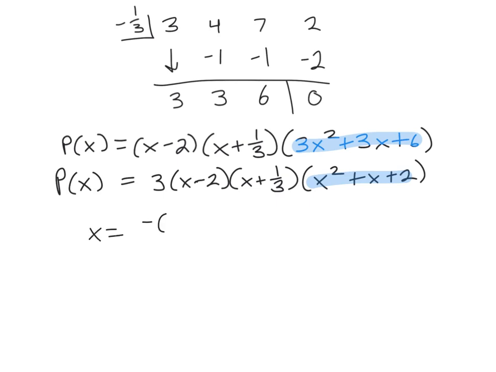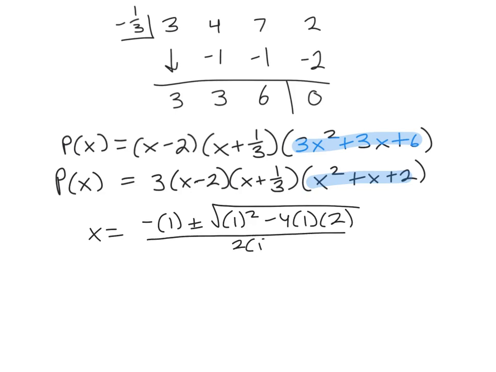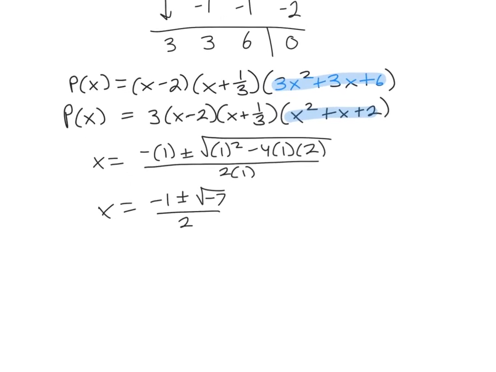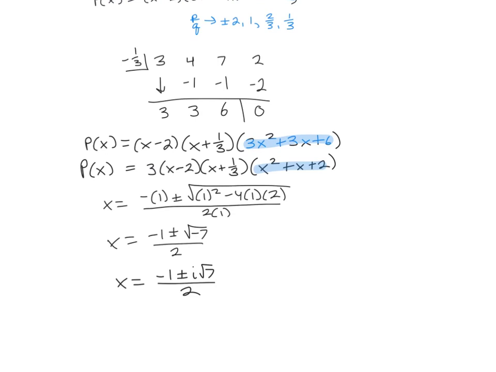x equals negative b plus or minus the square root of b squared minus 4 times a times c all over 2 times a. So x equals negative 1 plus or minus. So here we have 1 minus 8. So the square root of negative 7, telling us that we're going to get two imaginary numbers. And so our last two solutions are negative 1 plus or minus i root 7 all over 2. So that's two of our answers. And then from up here, we also had positive 2 and then negative 1/3.